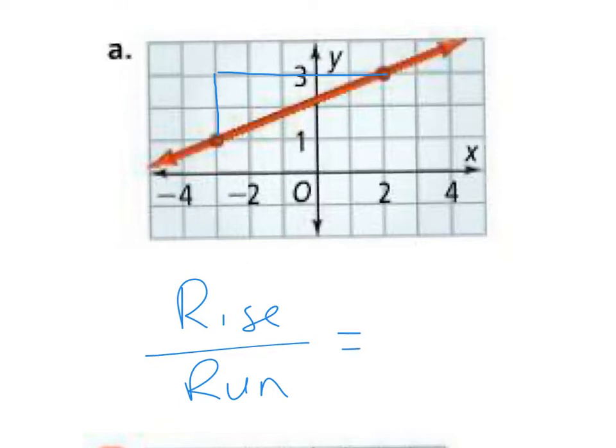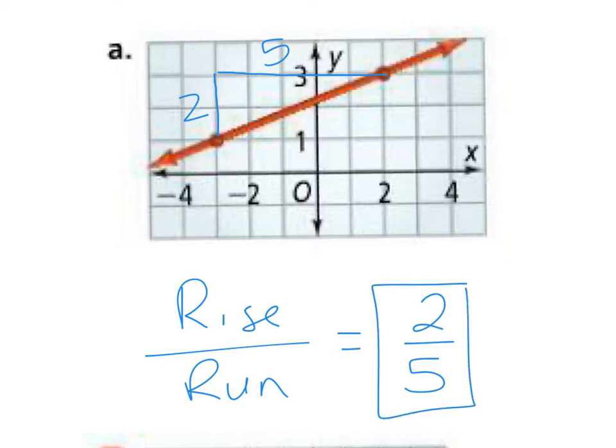So rise, how many did I go up right here? Well, I went up 2, so I got a 2 here. And then run, how many did I run across? Well, in this case, I ran across 5. So my slope will be 2/5. And then just double checking, if I read it across this way from left to right, that's going uphill, so it should be positive. So my slope here is positive 2/5.